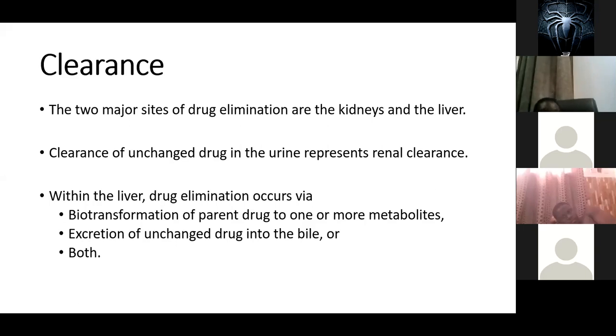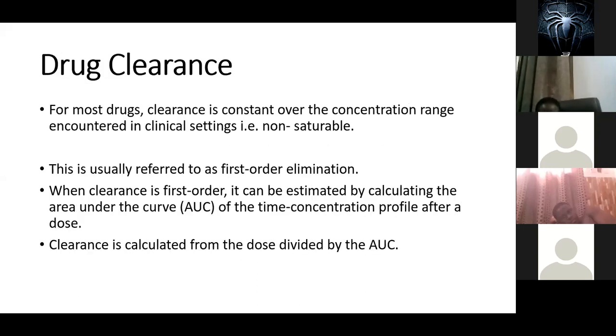can happen. So you can have a drug which is excreted in the bile. Some of it is also changed, and in this case, both processes are occurring with the same drug. For most drugs, the clearance is constant over the concentration range encountered in clinical settings. So, it means that if you take the medication, the amount of the drug that is cleared will remain the same. And this is known as a first order elimination.